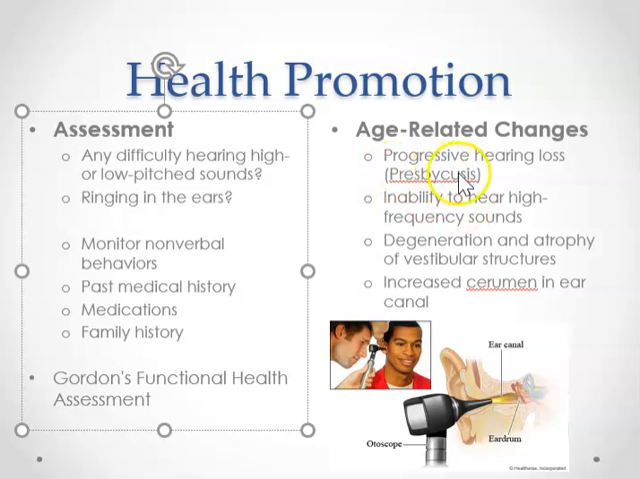Presbycusis, that's going to be your progressive hearing loss. They're going to have an inability to hear high-pitched frequency sounds, and degeneration and atrophy of the vestibular structures. They're also going to have an increase in cerumen in the ear canal.